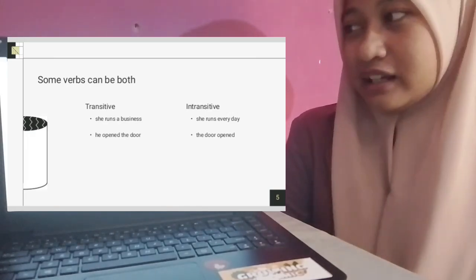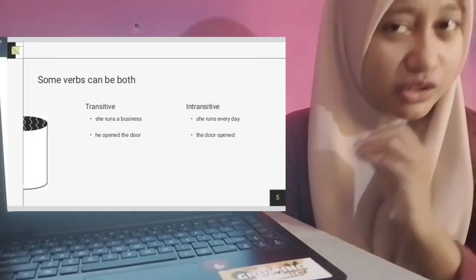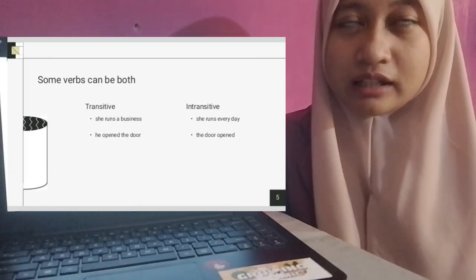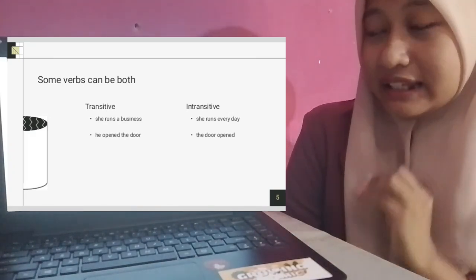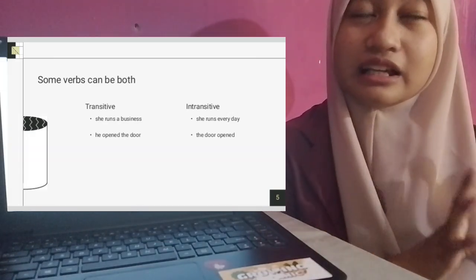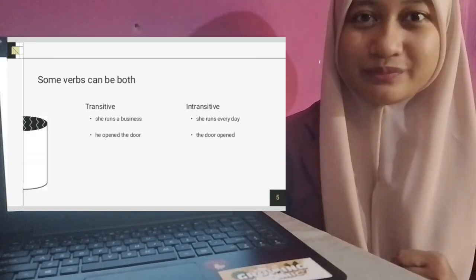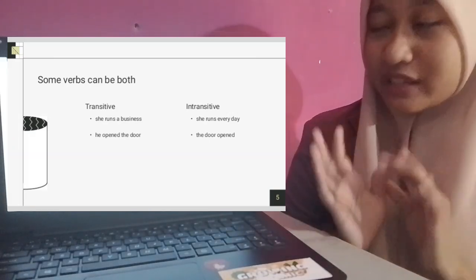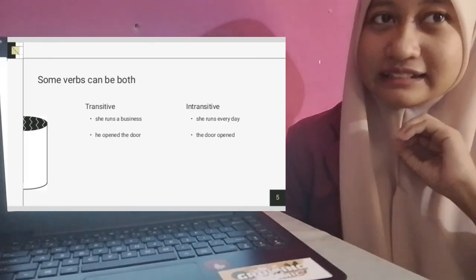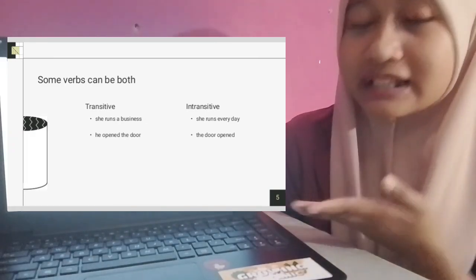Okay, some verbs can be both. Some verbs can be transitive but can also be intransitive. For example, she runs a business. Sometimes we think runs is intransitive. She runs every day, because runs doesn't need an object. We just run. But sometimes run can be transitive. It depends on the sentence, on the content of the sentence. Like she runs a business.